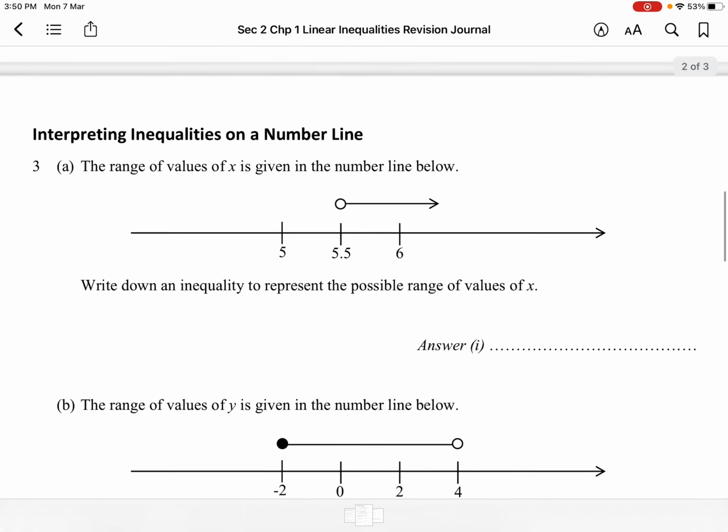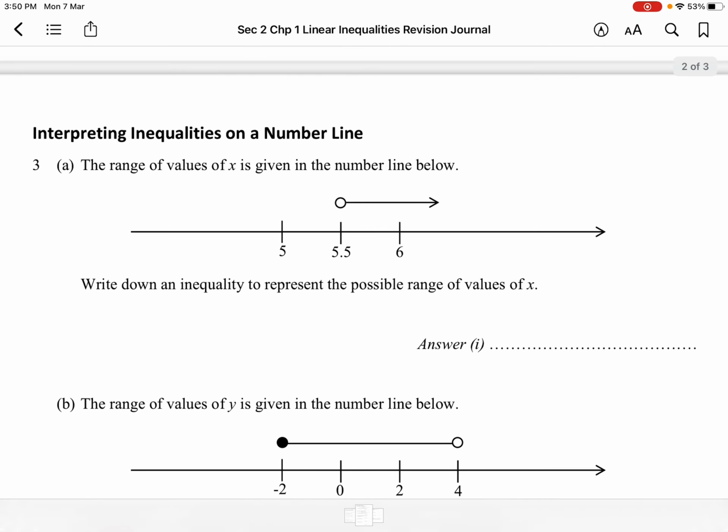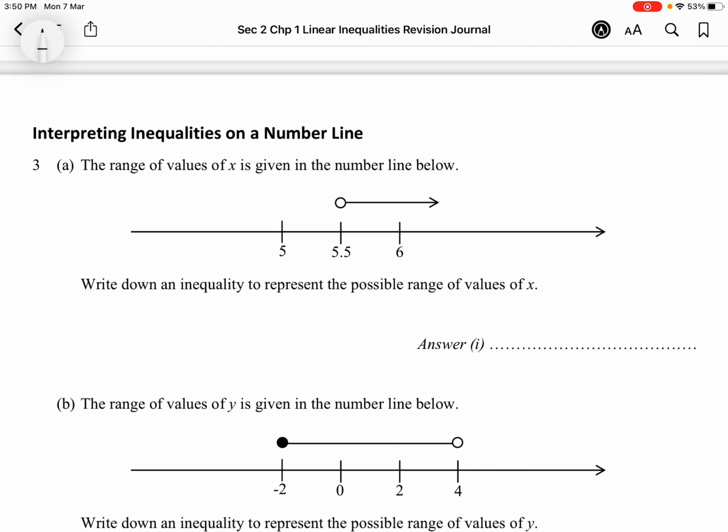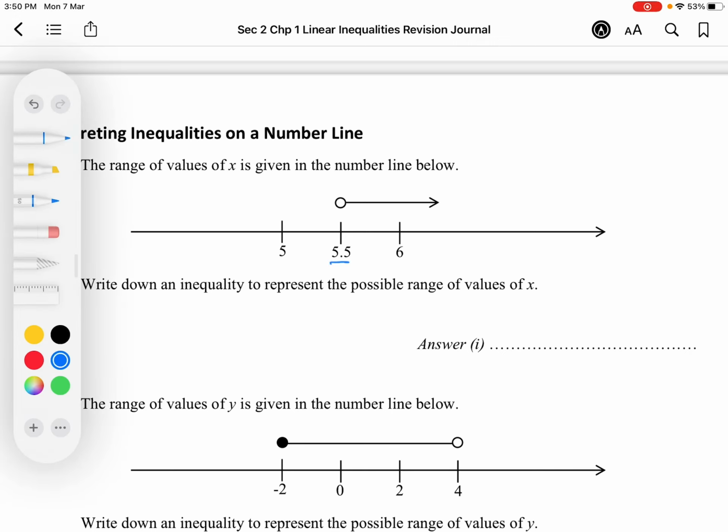Over here. Now, we have learned how to draw the inequality on a number line. But do you know how to read the inequality from the given number line? So let's say I've already drawn this for you. How do you write an inequality to represent this range of numbers? So for example, over here, I noticed that the only number necessary is 5.5. So I definitely have 5.5, right?